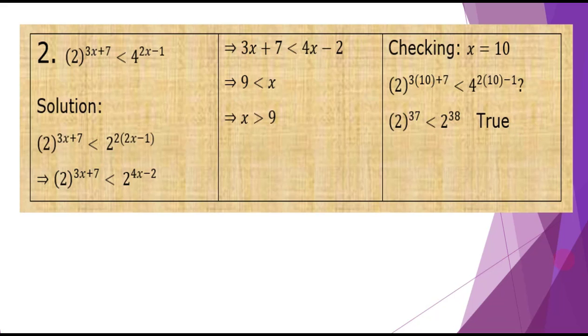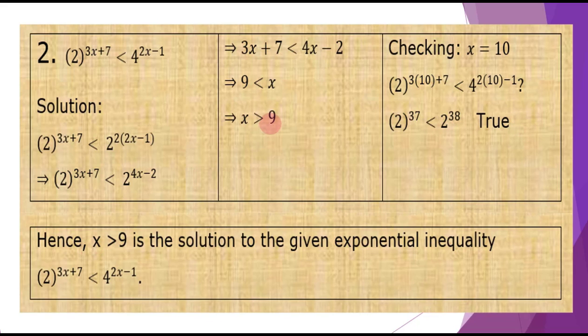It's a true statement. Hence, x is greater than 9 is the solution to the given exponential inequality 2 raised to 3x plus 7 less than 4 raised to 2x minus 1.